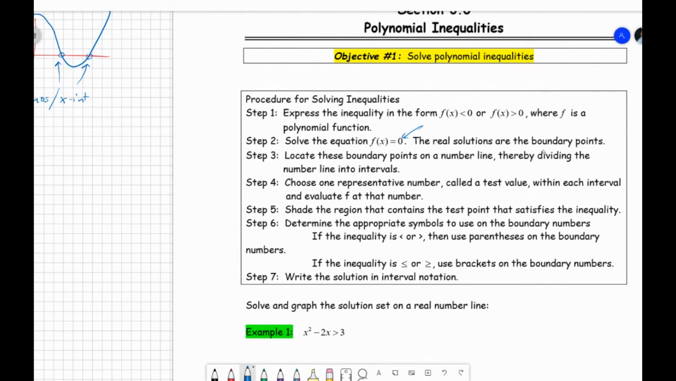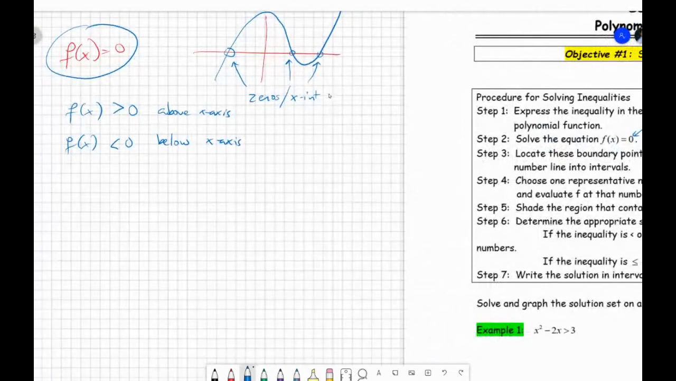So the real solutions are the boundary points. So these are now called boundary points. Now we don't have another name for it. It all means the same thing. Now I'm going to show you why it's called boundary points.